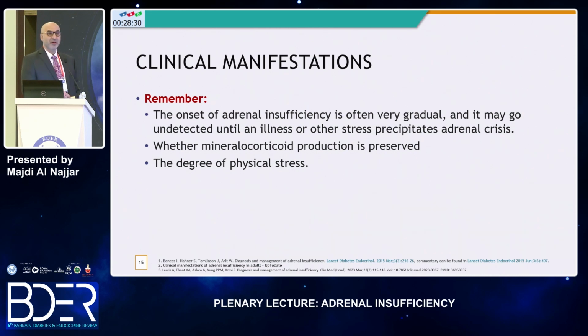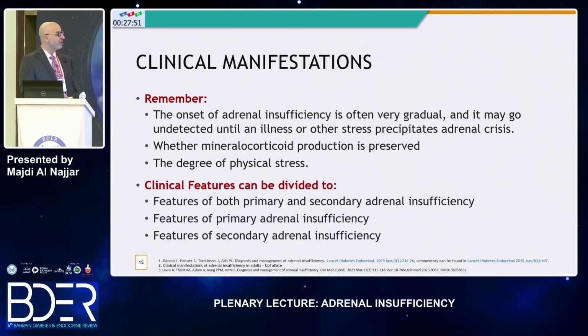And the onset can be very gradual because you need more than 90% of the adrenal gland to be damaged to have symptoms. Or if the patient has an acute requirement for steroids, like in stress, then they present with the crisis. And if the patient has secondary and mineralocorticoid is not affected, the delay can be even longer because the patient will not have hypotension or hyperkalemia. It also depends on the physical stress. If the patient has mild physical stress, they may present with fatigue and tiredness. But if the patient presents with strong physical stress, they can present with the crisis.